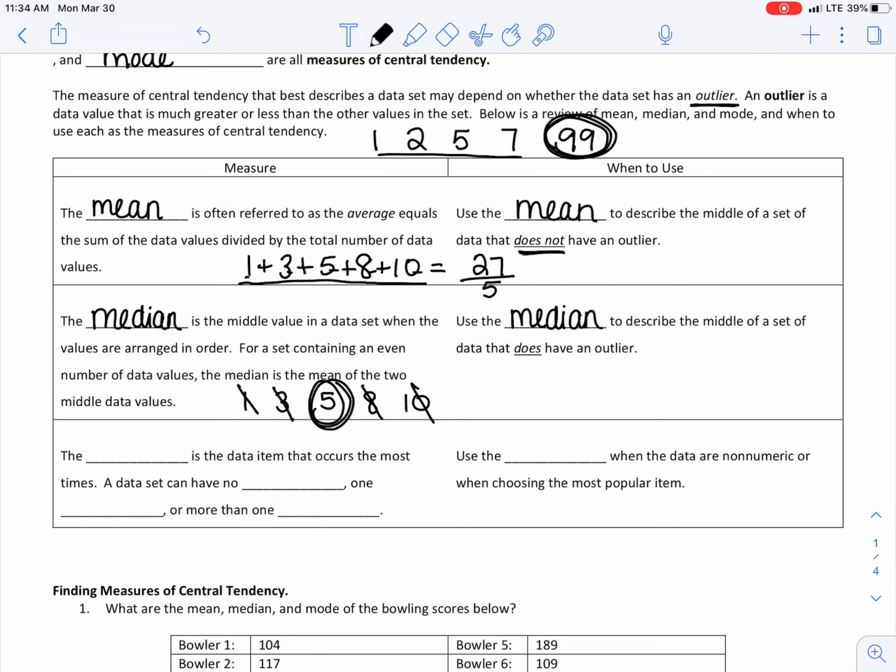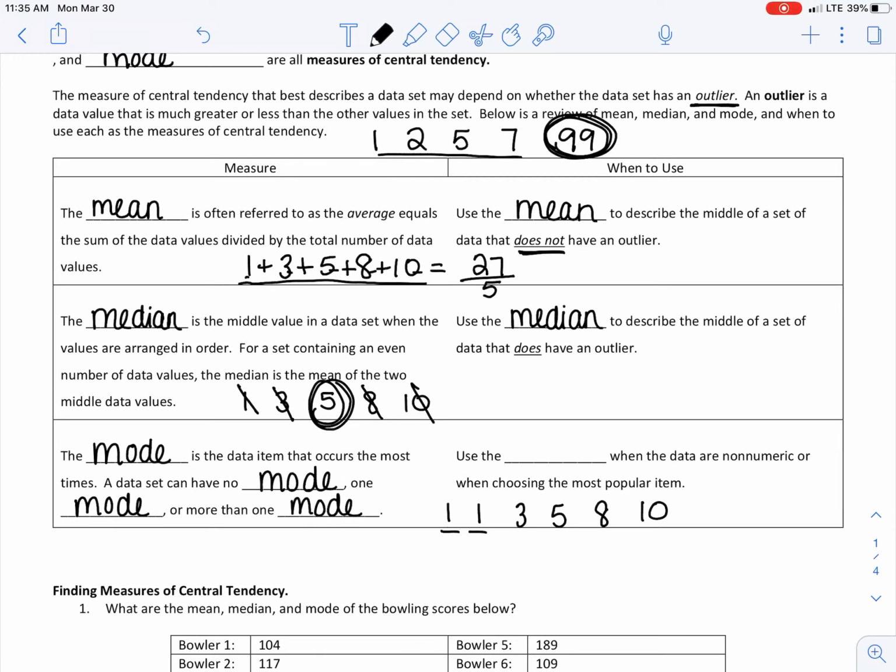Okay, the mode is just the number that occurs most often. So if I had 1, and let's go ahead and add another 1 to that data, 1, 1, 3, 5, 8, and 10. 1 occurs 2 times, so that means it would actually be the mode in this situation because it occurs the most often. Every other number only occurs 1 time. So a data set can have no mode, it can have 1 mode, or it can have more than one mode.